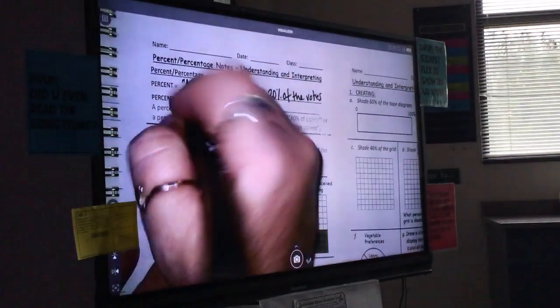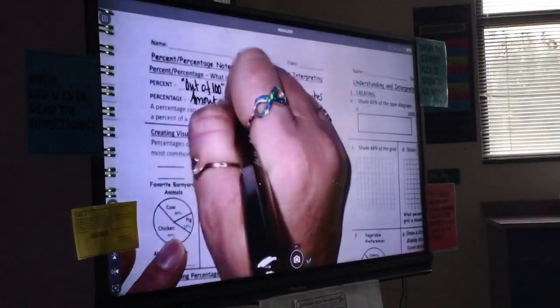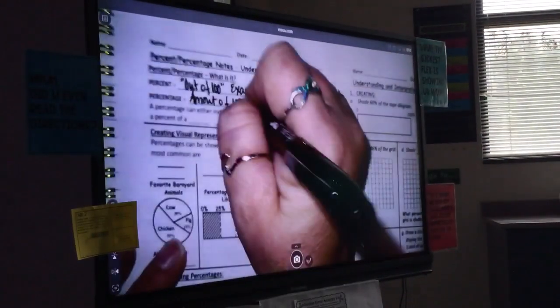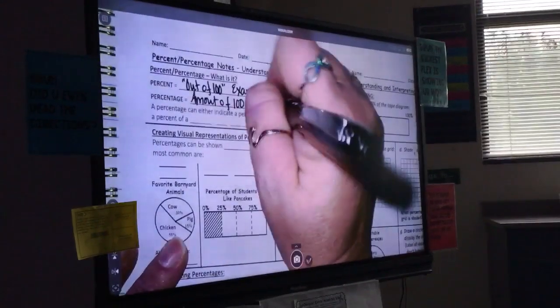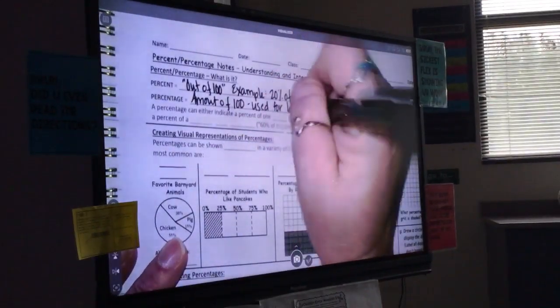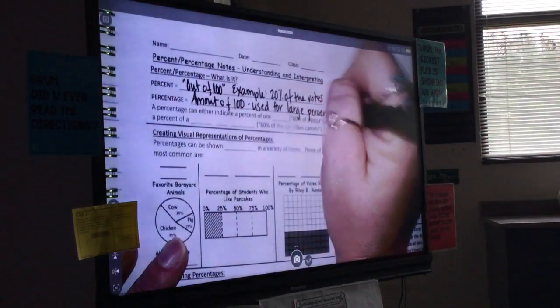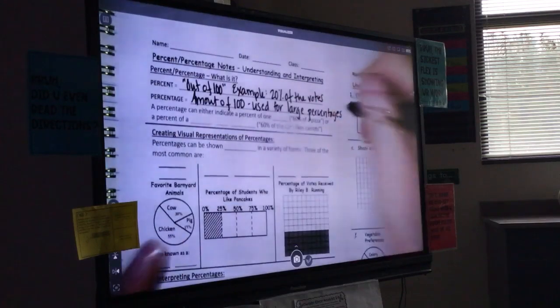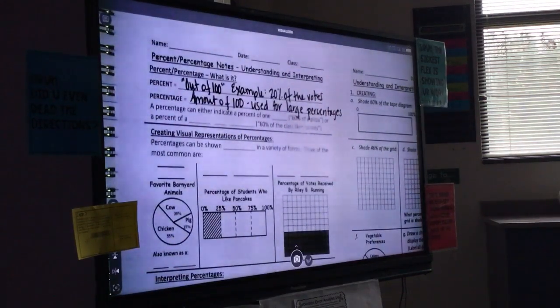Now, a percentage is the amount of 100, and this is used for large percents. Sorry, percentages. So how many of you guys can seriously say, okay, I know the difference between a percent and a percentage, and understand based off of what I just wrote?